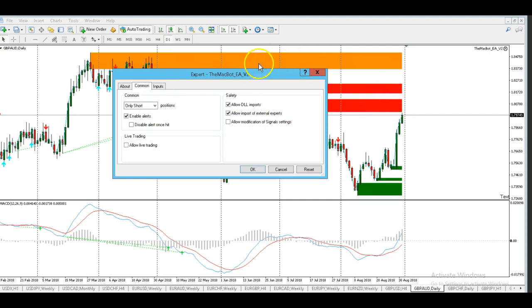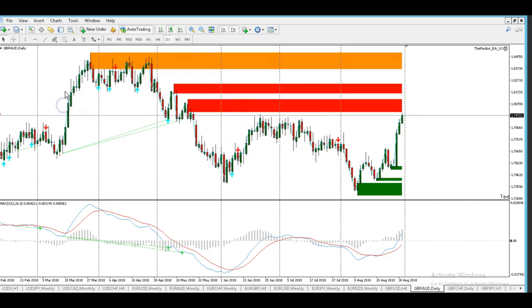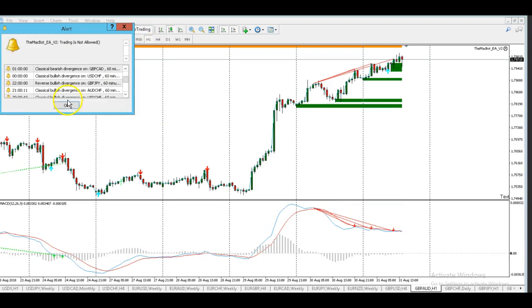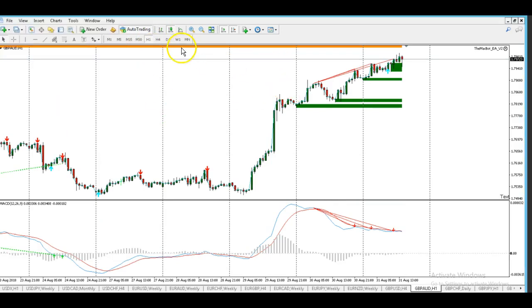For day trading, you will need a stop loss. So let's measure a stop loss here. It will be above this trading zone. You can see we just had the divergence signal there. Okay.